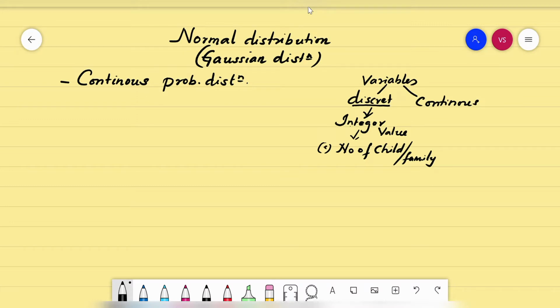You go to a family, you get an answer saying that we have two children. Some other family you go, they say we don't have children, zero. Some may say one, some may say three, four. These variables are always expressed in integer form. Nowhere will you hear a family saying that we have 1.3 children or 1.2 children, because by nature these values can't be expressed in decimal form.